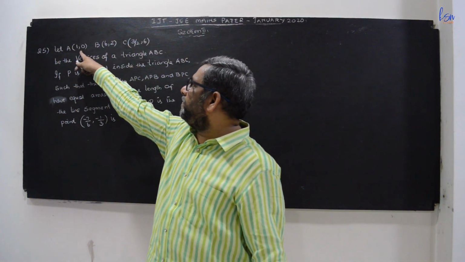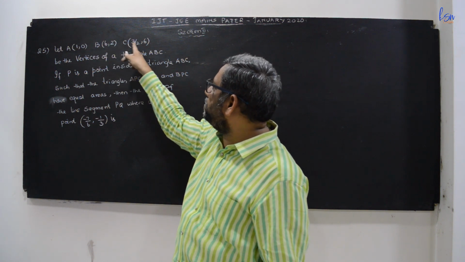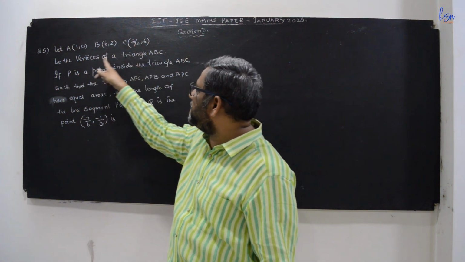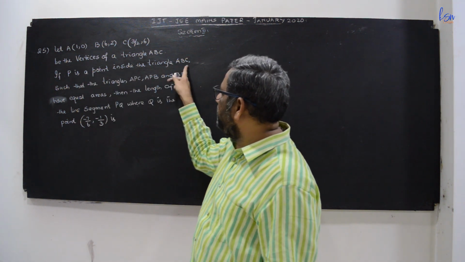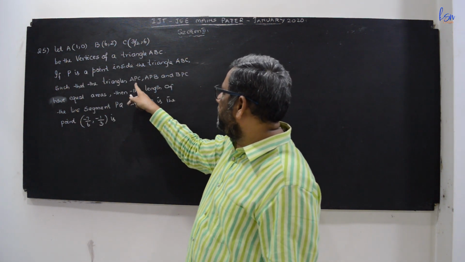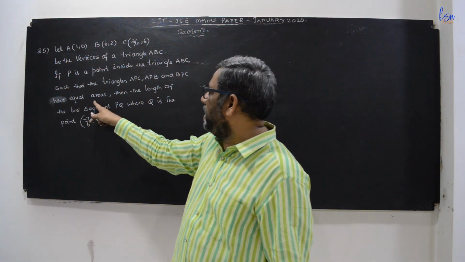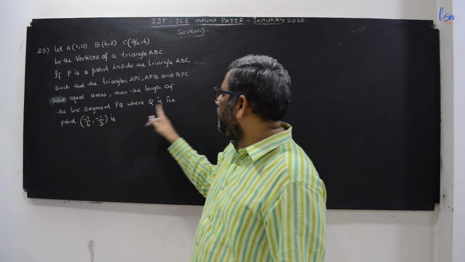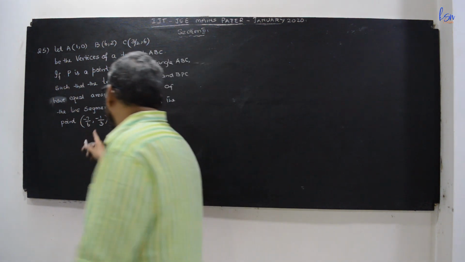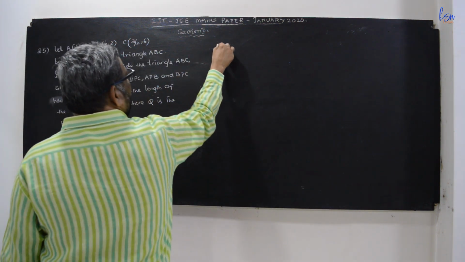Next question. Let A (1, 0), B (6, 2), C (3/2, 6) be the vertices of a triangle ABC. If P is a point inside the triangle ABC such that the triangles APC, APB and BPC have equal areas, then the length of the line segment PQ, where Q is the point (-7/6, -1/3), is?